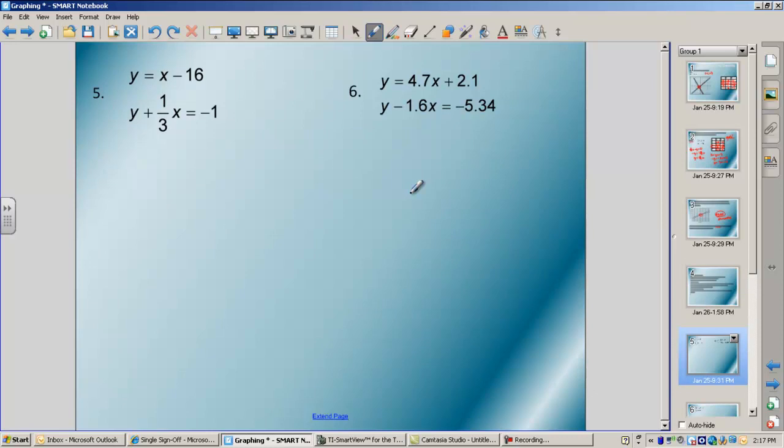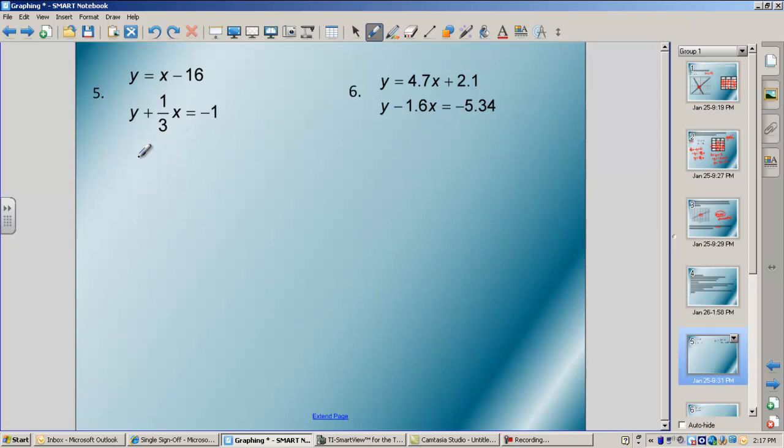So number 5 here, I have a system of equations. I have y equals x minus 16, and then y plus 1/3 x equals -1. You cannot have the calculator do this for you if they are not both in slope-intercept form. So both of your equations have to be in y equals form.